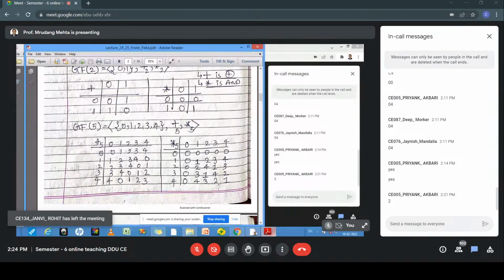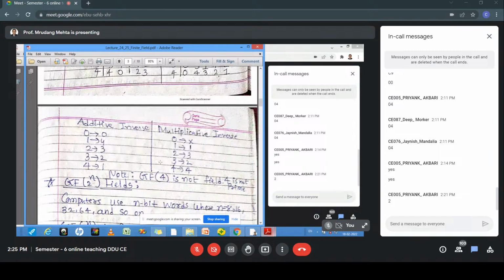2 into 3 is 6. 6 mod 5, 1. Okay, 2 into 4, 8. 8 mod 5, 3. Similarly, 4 into 1, that is 4. 4 mod 5, 4. 4 into 2, 8. 8 mod 5, that is 3. Okay, 4 into 3, 12. 12 mod 5 is 2. 4 into 4, 16. Remainder is 1. Clear?